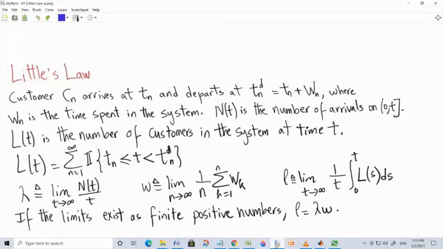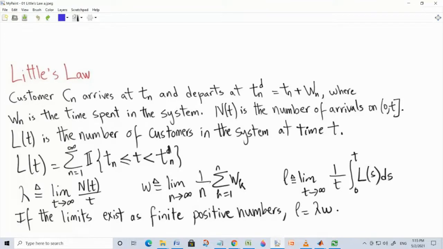Hello. Okay, so we were at Little's law, a very fundamental result in queuing theory, which relates the average number of customers in a queuing system and the arrival rate, the average arrival rate, and the average time spent in the system, basically waiting for the service and then the service itself.